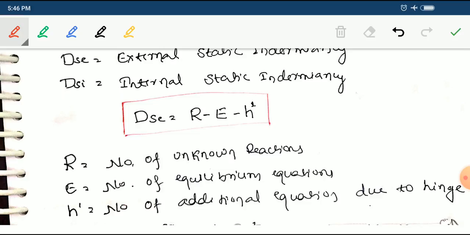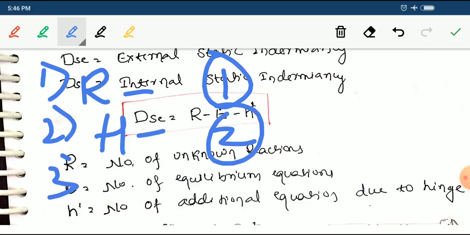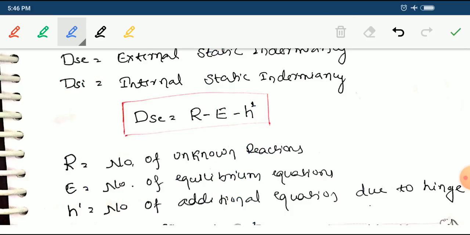Total number of reactions for fixed support is how much? For remembering, I have given the sequence. First is roller, means 1 reaction. Second is hinge, that is 2 reactions. Third is fixed, means how many reactions? 3 reactions. And I think you got R.